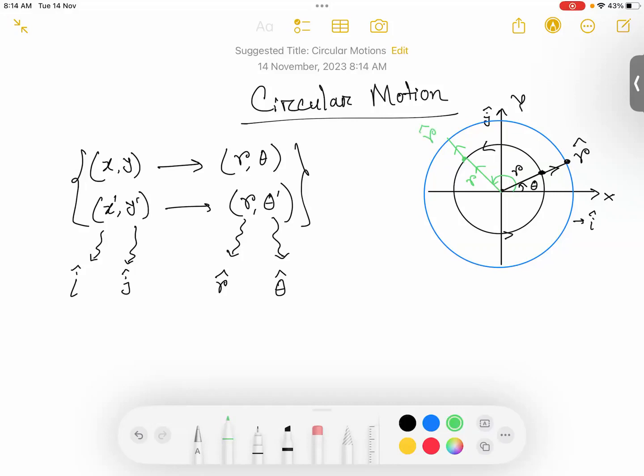So r hat, the unit vector r hat, is not a constant. It depends on time or it depends on position. Generally, the unit vectors we have seen until now, i hat and j hat, do not depend on position. i hat is always in the positive x-axis direction, or the direction where x is increasing, like this. j hat is always in this direction. But r hat depends on your specific position or time.